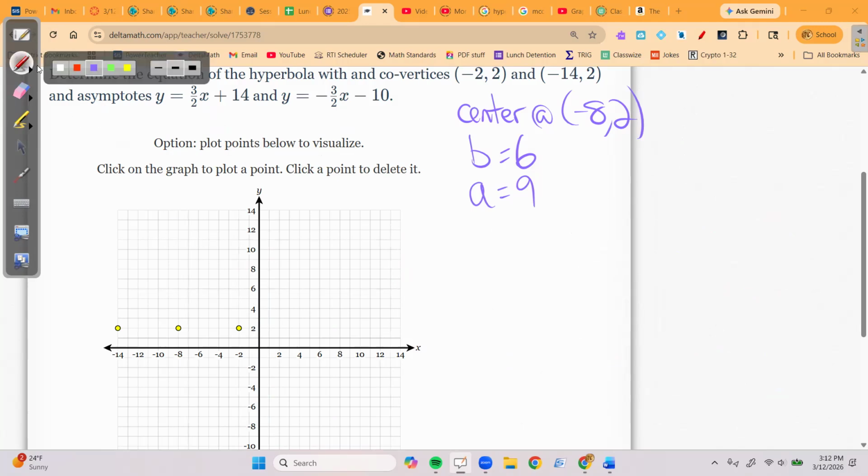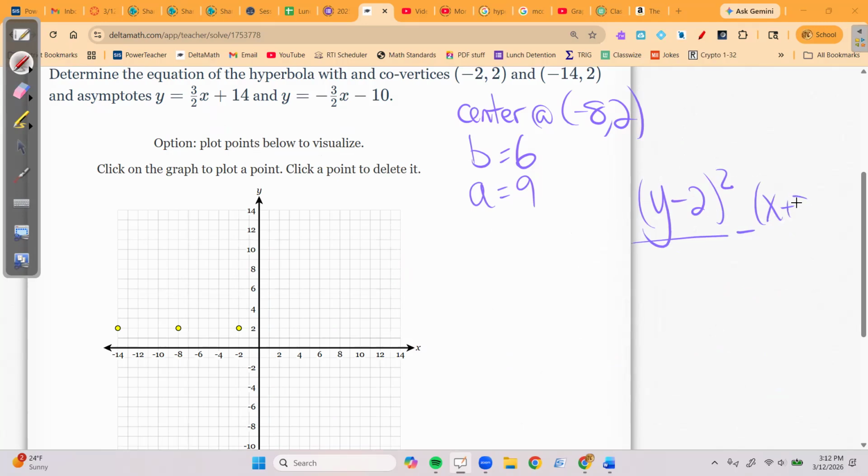So this one, since it's vertical, I would again do y first. So it would be y minus 2 squared. My second one would be x plus 8 squared. And then what's going to go under the first fraction? 81. Second fraction? 36.